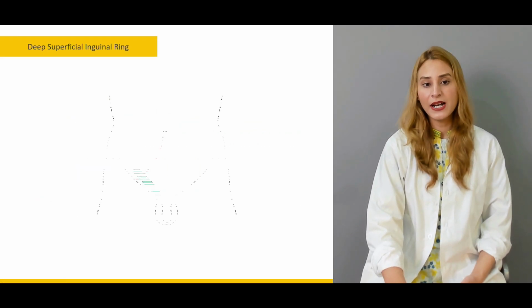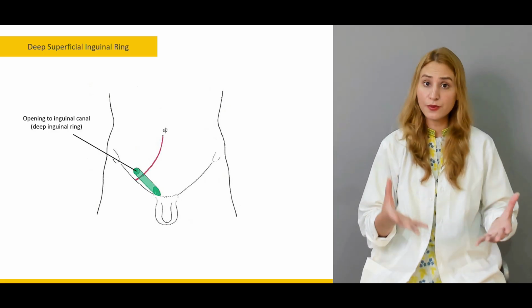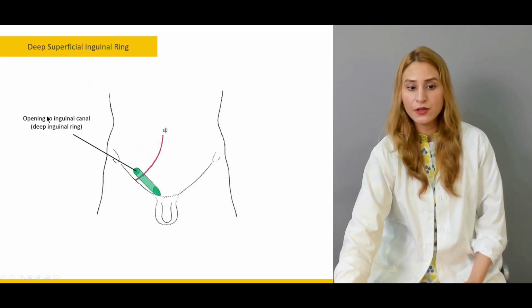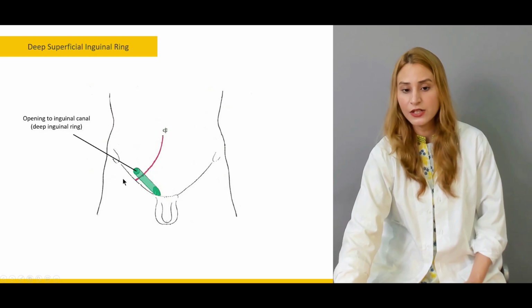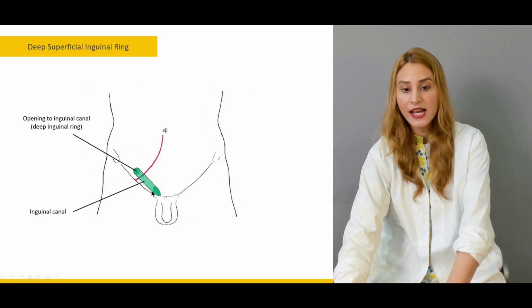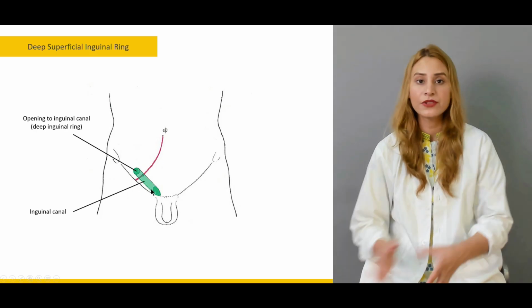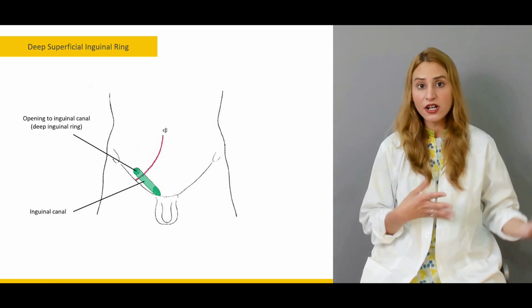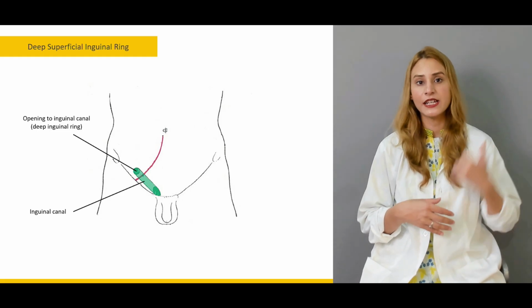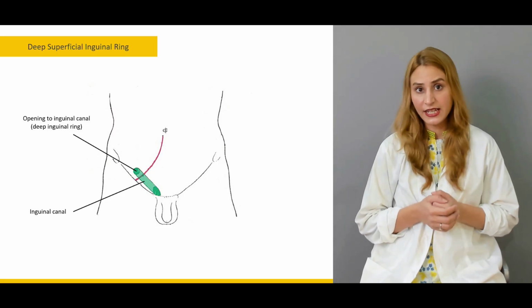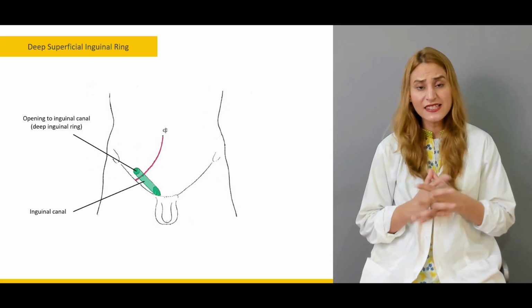Now, I have already discussed the superficial inguinal ring and the deep inguinal ring. This is the opening to the inguinal canal, which is the superficial inguinal ring. This is the deep inguinal ring. The deep inguinal ring is a defect in the fascia transversalis. This is the inguinal canal, and I have already told you the inguinal canal is very important because different structures pass through this canal, from the peritoneal cavity deep down into the perineal cavity. So that's why this is very important.